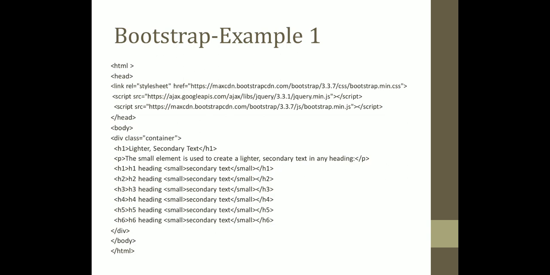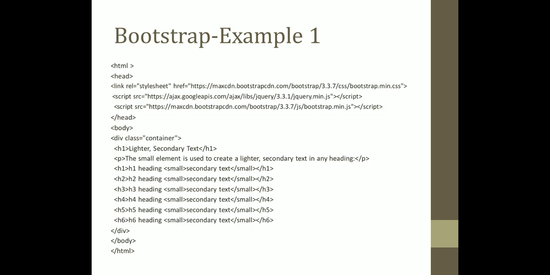After adding these sources, we have closed the head section, and in the body section we have started with the div directive with the class name as container, and we have provided some headings and paragraphs here. So we have given the first as h1 lighter and secondary text, close that. Then in the paragraph we have talked about how the small element is used to create a lighter secondary text in any heading. Okay.